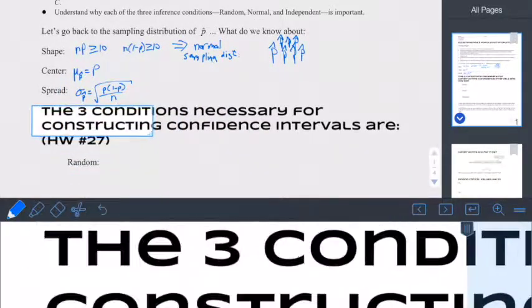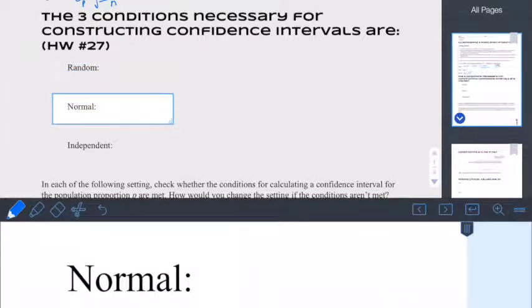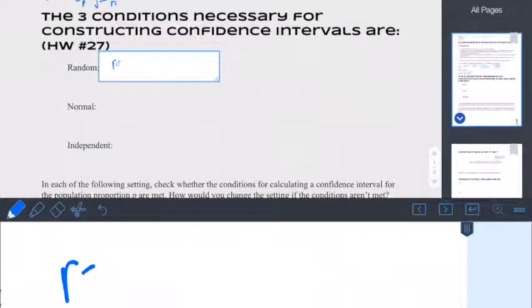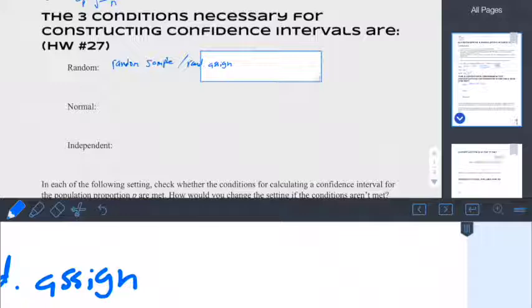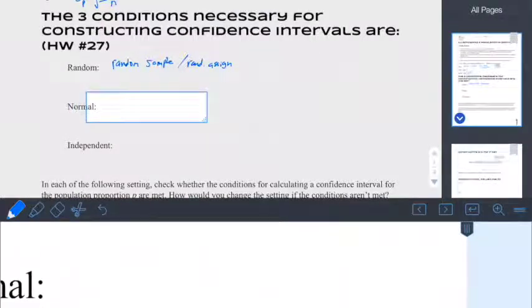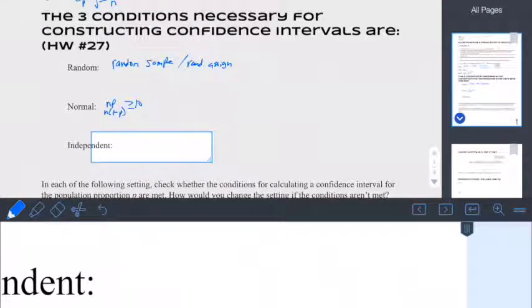It's just remembering. So the three conditions necessary for constructing confidence intervals are random, normal, and independent. We need to have a random sample or random assignment. It'll be normal if we have that normal condition from above, that np and n(1 minus p) are greater than or equal to 10, and we need an independent sample. But most of the time we won't have an independent sample. Most of the time we need to use that 10% condition. Our sample cannot exceed 10% of our population.